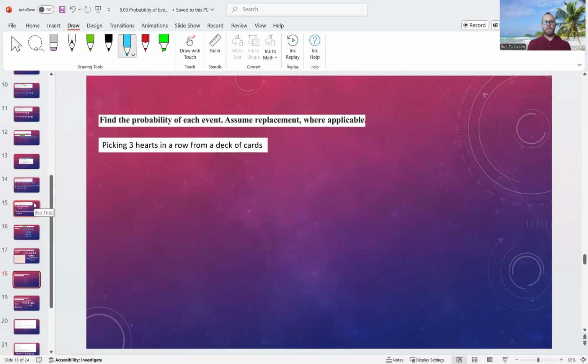Find the probability of picking 3 hearts in a row from a deck of cards, and assume replacement for this one. Picking 3 hearts in a row. But there is replacement, very key difference in solving. So we have the probability that you pick a heart. Well, these are independent events, so you're just multiplying them together like this.